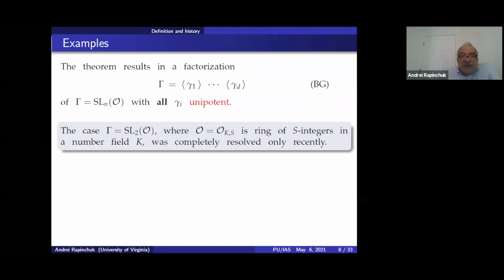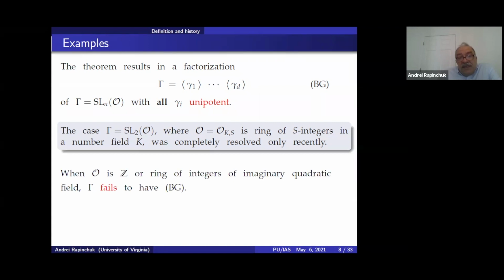Now, the case of SL2 over the ring of S integers turned out to be a bit tougher. And in fact, it was completely resolved only relatively recently. Well, of course, when O is Z, or in fact, the ring of integers of an imaginary quadratic field, again, gamma fails to have bounded generation. And the reason over Z is the fact that SL2Z is a virtually free group. The reason over the ring of integers of an imaginary quadratic field is similar. Namely, in this case, SL2 is known to virtually have a non-abelian free quotient, which doesn't have bounded generation.